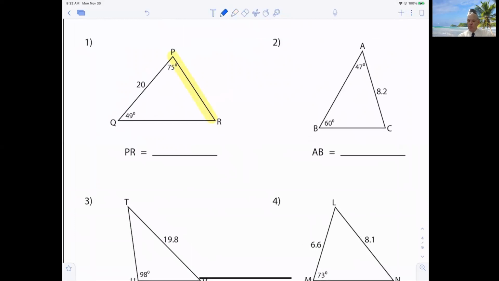So this is what I'm looking for. What's the problem? Sine of what? So, okay, we can do that. Sine of 49 over PR equals what?